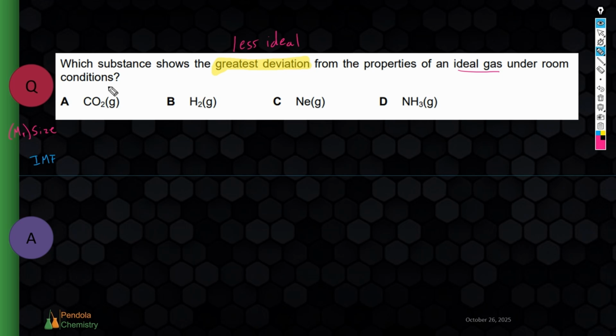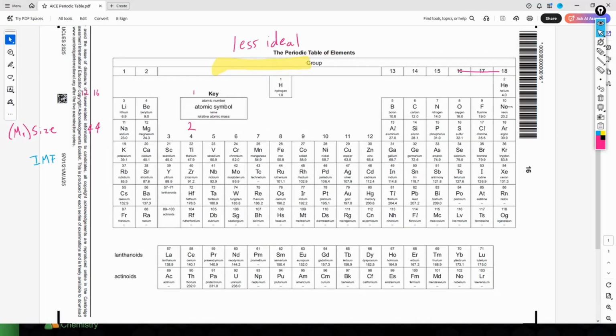Well, looking at these, the molar mass of carbon dioxide, if oxygen has a molar mass of 16 and carbon is 12, we have 32 plus 12, which is 44 grams per mole. Hydrogen has a molar mass of 1, so H2 is just 2. Neon has a molar mass of, I believe it's 10. Let's bring up the periodic table. Neon has a molar mass of 20, that is the atomic number. So neon has a molar mass of 20.2.